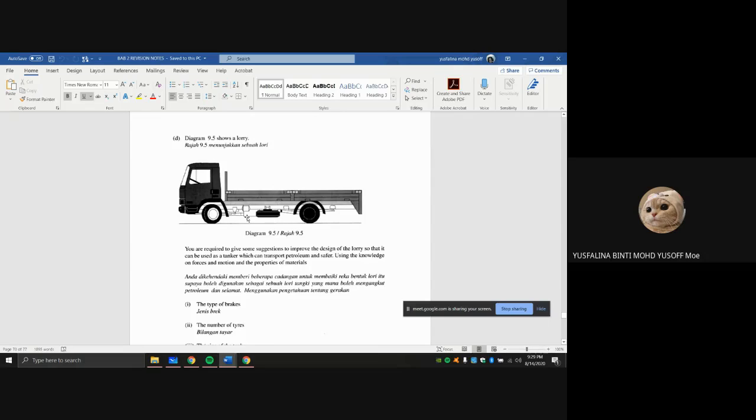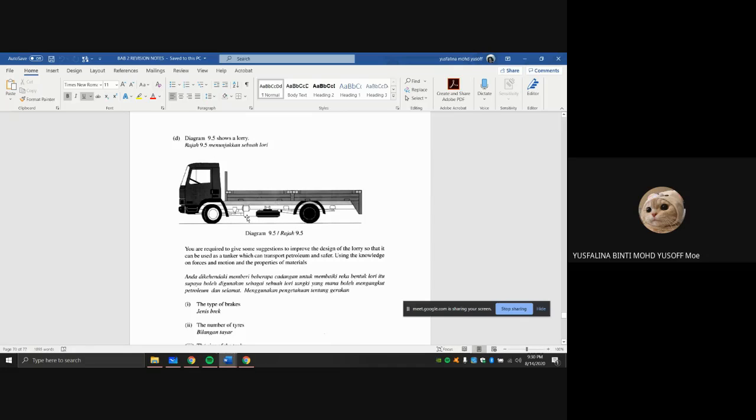Then the next one is the number of tires. A high number of tires is to decrease the pressure. When the number of tires is higher, the surface area touching the ground will also be bigger, right? So when the area is bigger, the pressure will be lower.